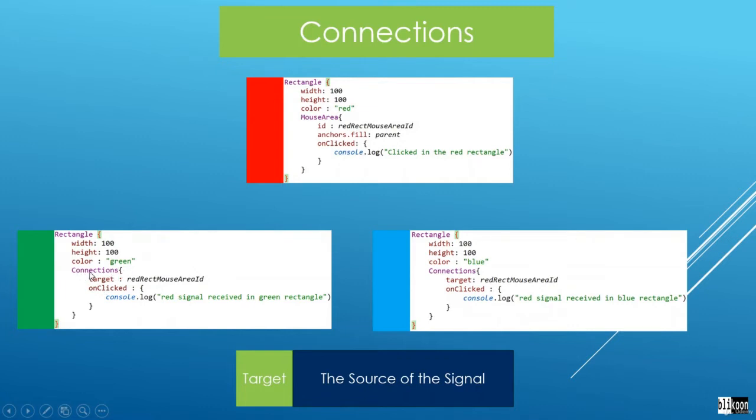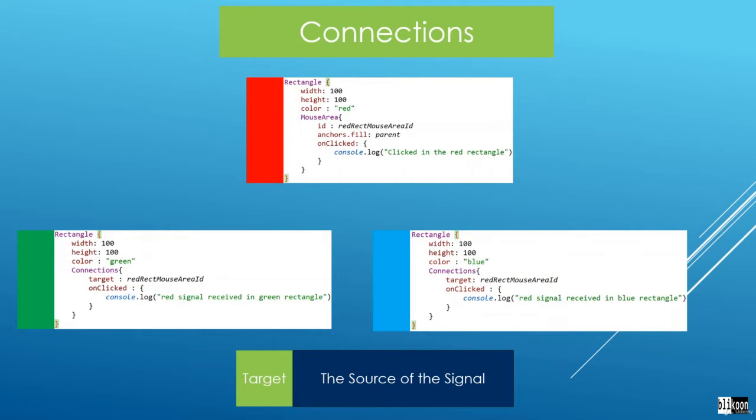Down here we have two other rectangles, the green one and the blue one. And inside you see that we have a Connections QML element. Inside you define the target, which is going to be the source of your signal. And you say the name of the signal that you are responding to in this Connections element. And you see that we are able to respond to clicks on the mouse area inside the red rectangle in the green and blue rectangles here. If this is not making any sense, we're going to go to Qt Creator in a moment and play with this, and you are going to completely understand this. But the main idea is to be able to respond to one signal in multiple places.